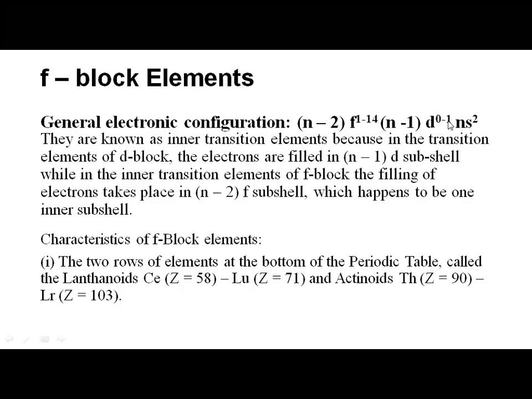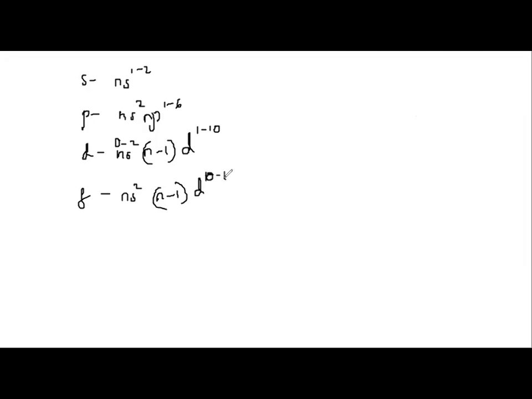1 to 0 to 1, and for F it is 1 to 14. So here it is 0 to 1 and (n-2) f 1 to 14. Here the electron is entering into the S orbital, so S block; P orbital, so P block; D orbital, so D block; F orbital, so F block.